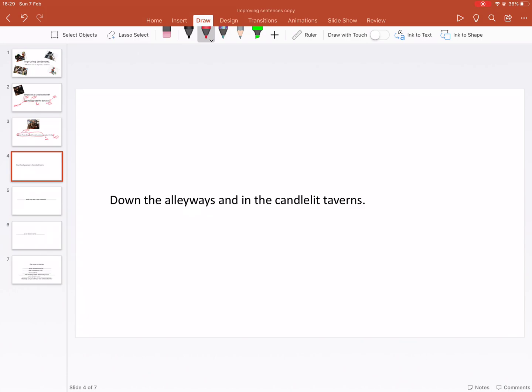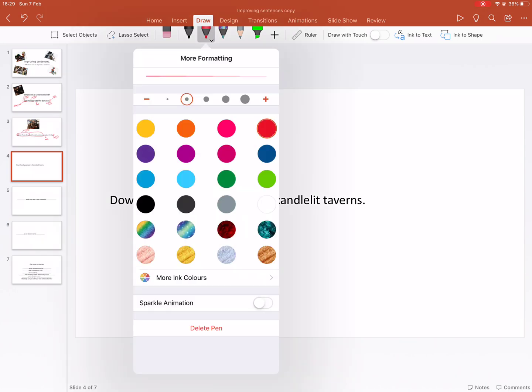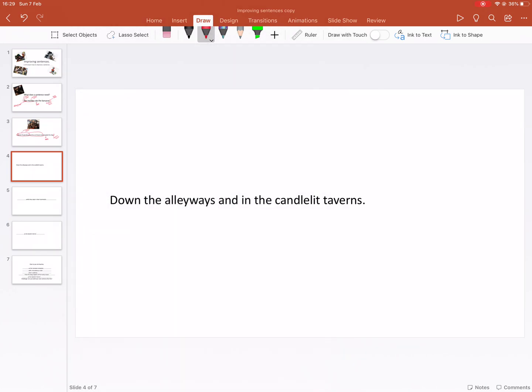And we've got down, which is a nice preposition. Preposition gives us the position of something, tells us where it is. So before the turnstile, or down the alleyway, so it tells us where something is. So your preposition there, down the alleyways and in the candlelit tavern. But I can't see any verb there at all.